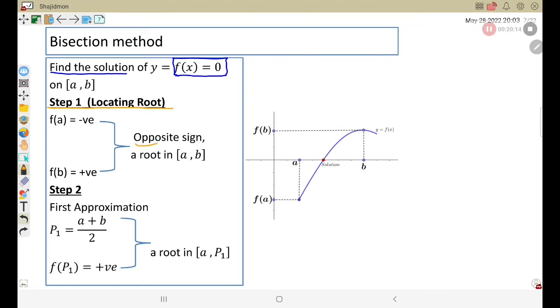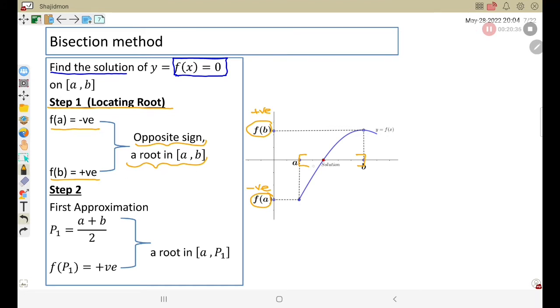We discussed just now what the meaning of location is. Just take two numbers, a and b, and calculate f of a and f of b. Here f of a is negative, and f of b is positive. So we can say there is a root in between the numbers a and b.